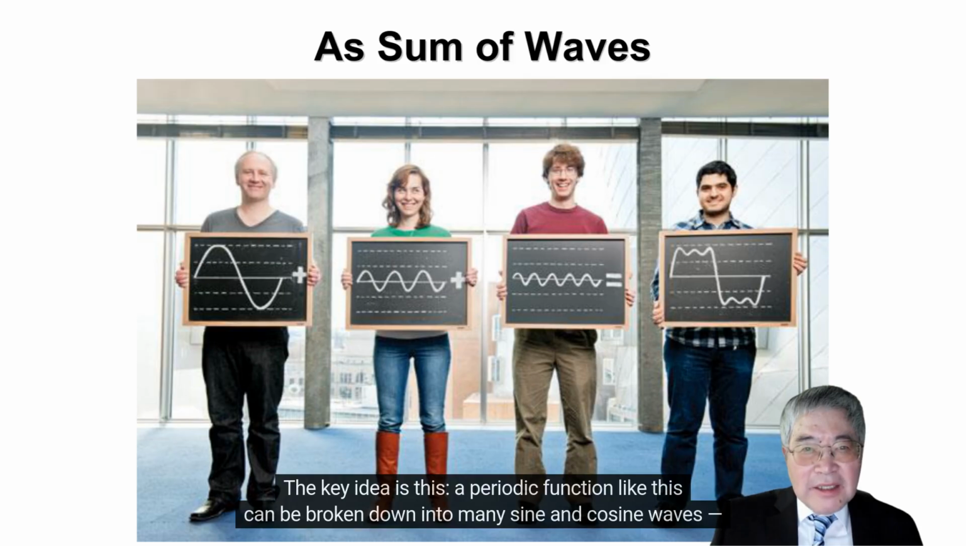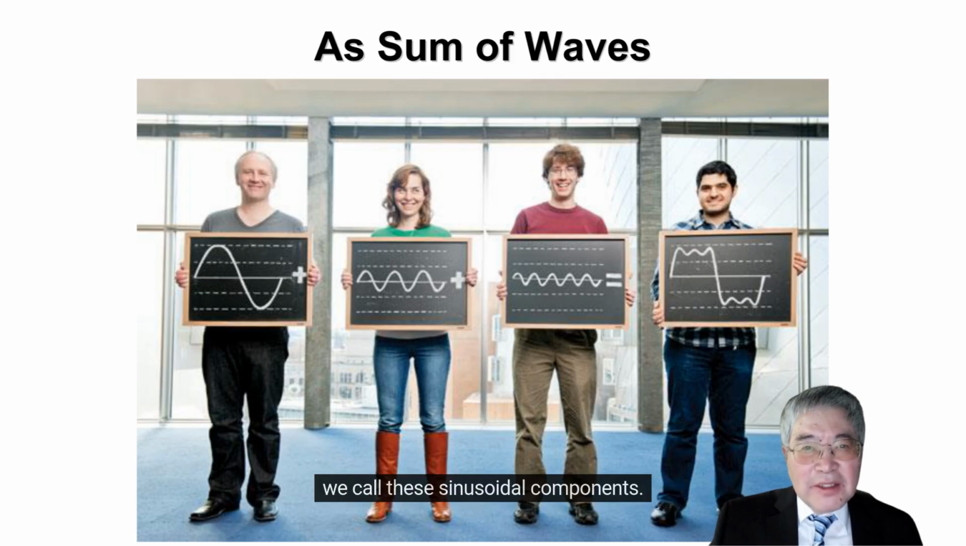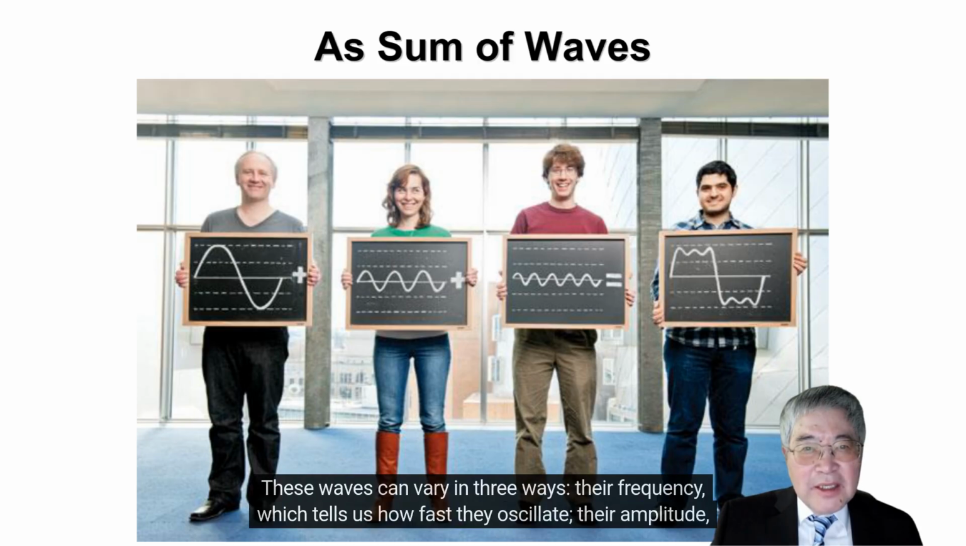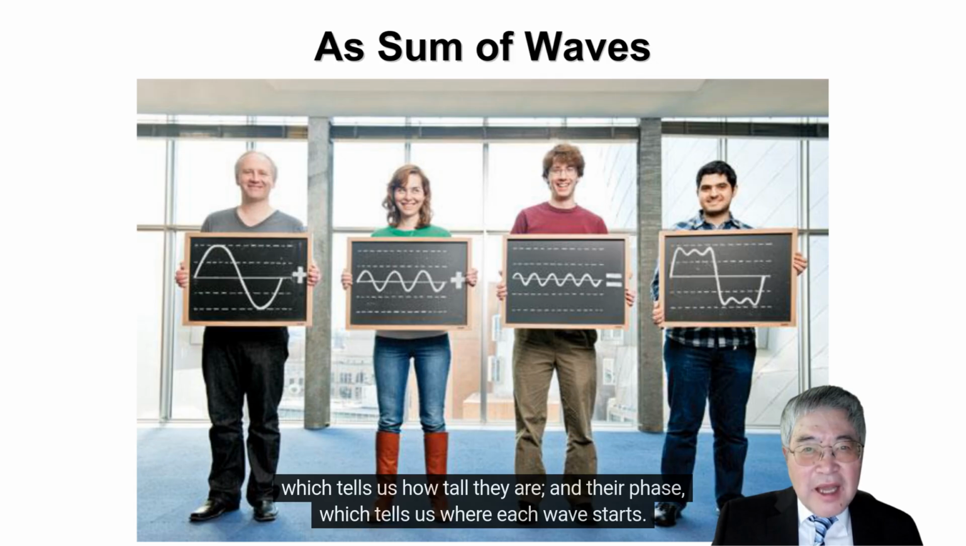The key idea is this. A periodic function like this can be broken down into many sine and cosine waves. We call these sinusoidal components. These waves can vary in three ways: their frequency, which tells us how fast they oscillate, their amplitude, which tells us how tall they are, and their phase, which tells us where each wave starts.